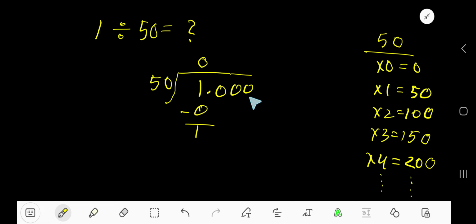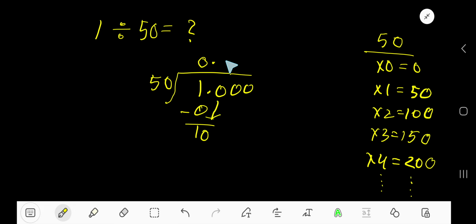You can add any number of zeros after the decimal of a whole number. So bring down the first zero. Now we have 10. But before this zero there is a decimal. The decimal must come into the quotient directly.